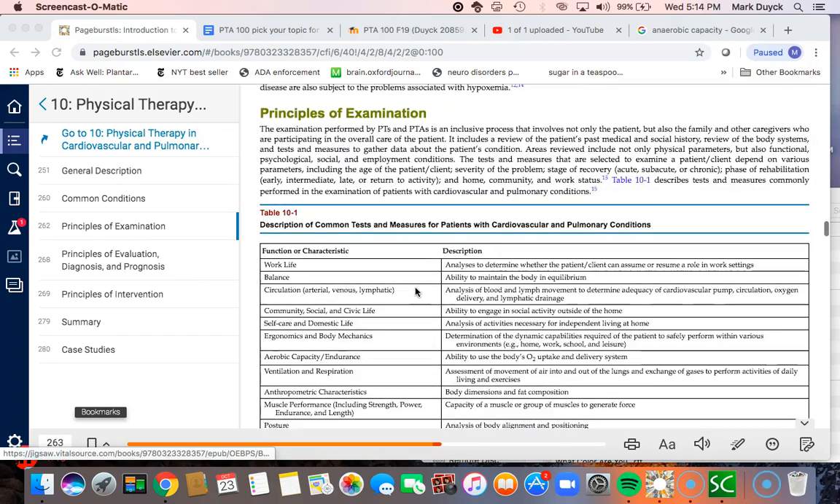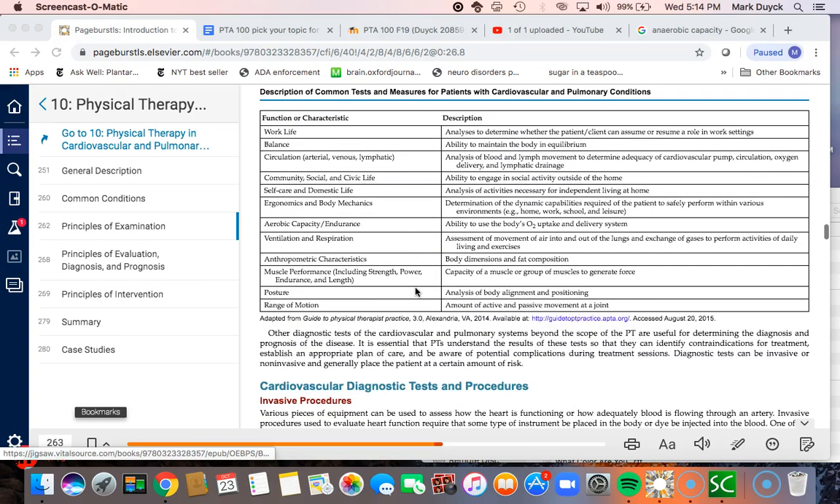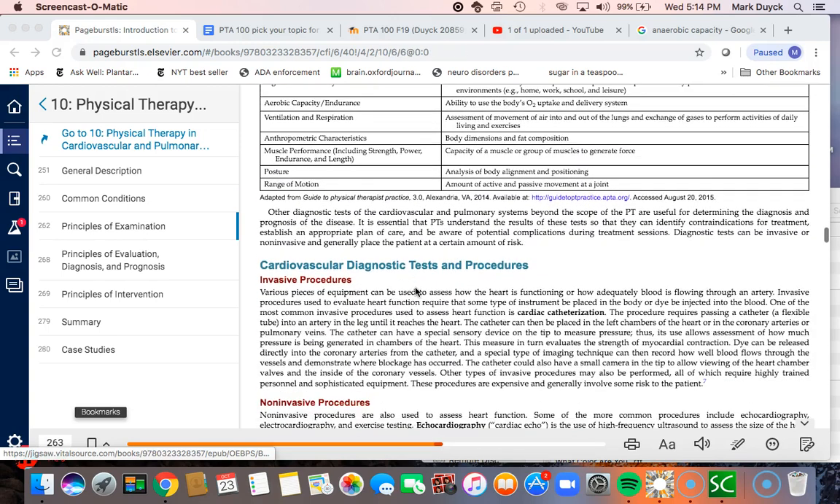As far as the principles of evaluation, I think that's important to see and to know about, but not to memorize at this stage, or to hold to memory.